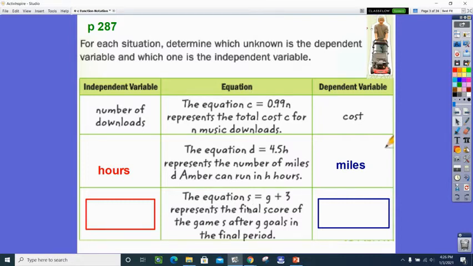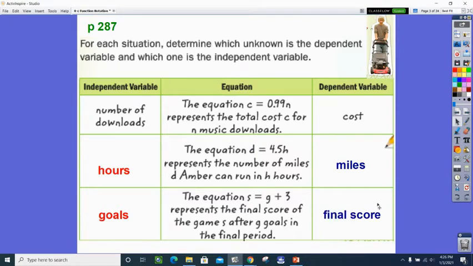This would be like a hockey game. S is going to be the total game score, and G is going to be the goals in the final period. As we get to the final period, this particular team already has 3 goals, and then they're going to add on whatever happens in the final period to get the final score. What is your independent variable and what is your dependent? In this case, the goals in that last period is the independent variable that when added to 3 will give you the dependent variable, which is the final score. So each of the dependents waits and depends on what happens to the independent variable.